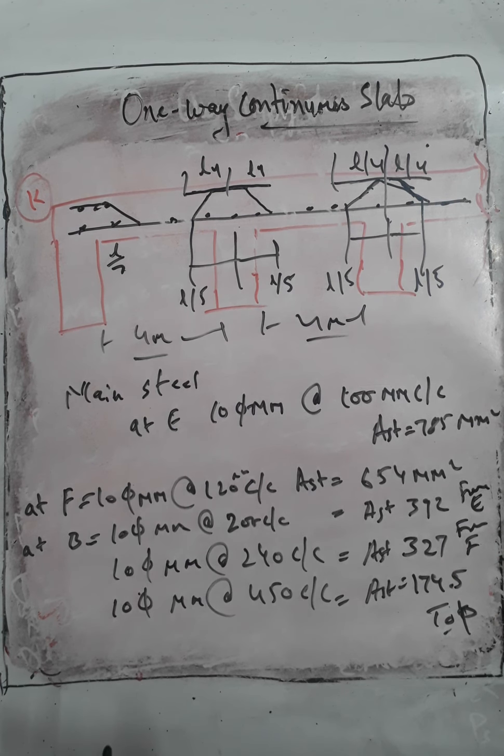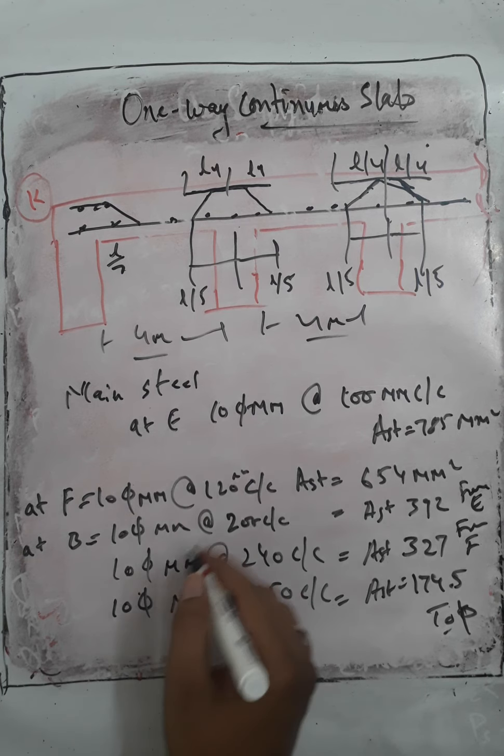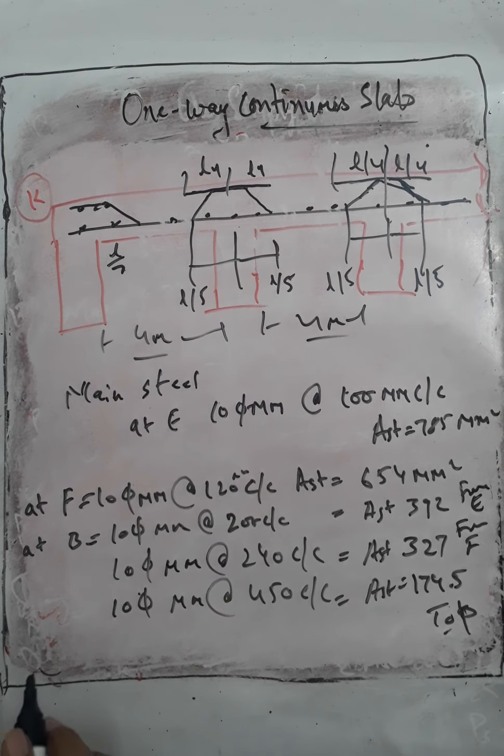So in this way you have to mention that point, and this reinforcement you provide at this section. So this is the way we have found the steel and designed the one-way continuous slab. So this part is over, guys.